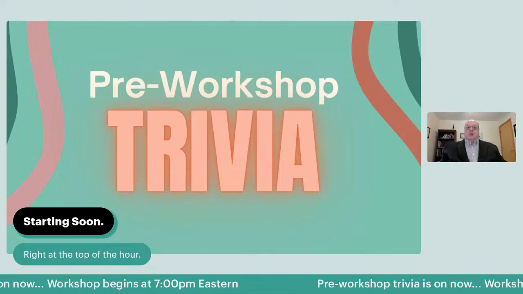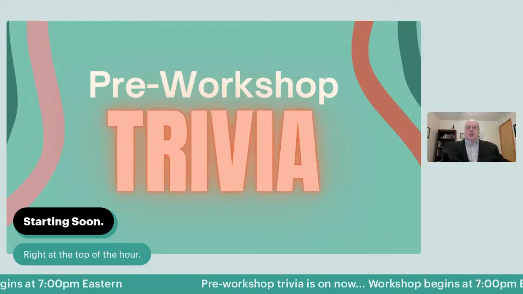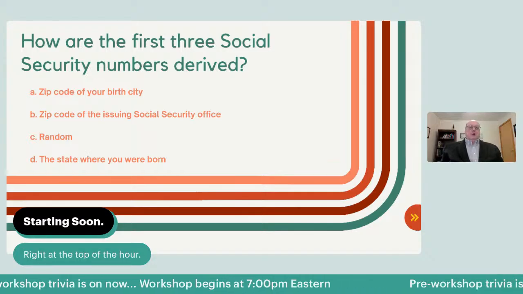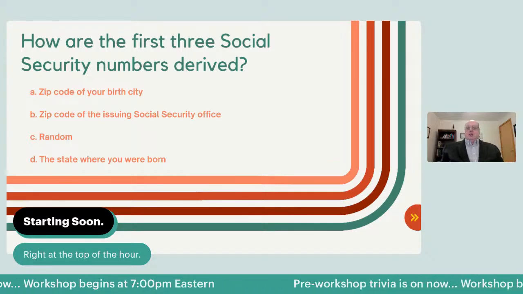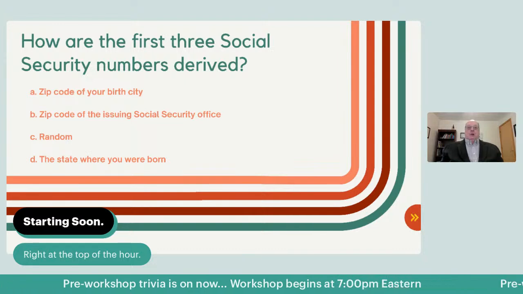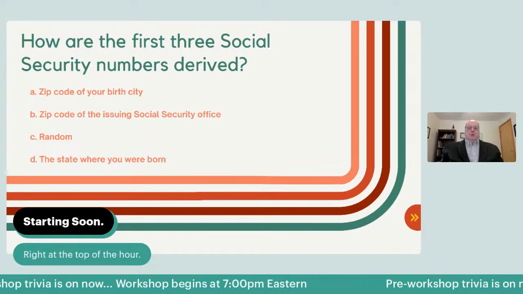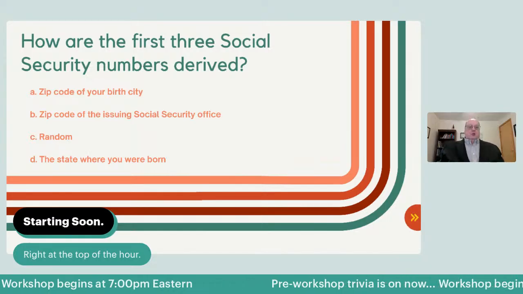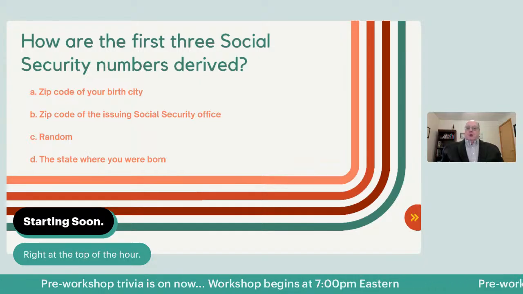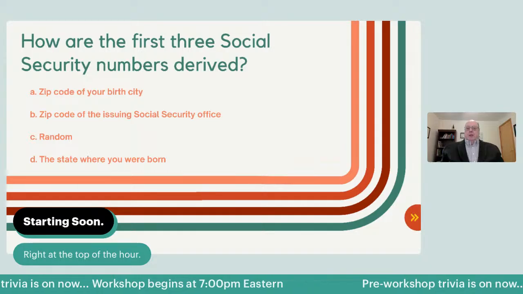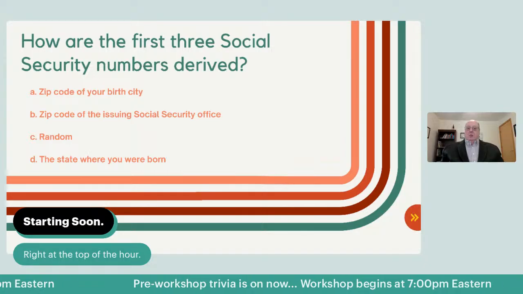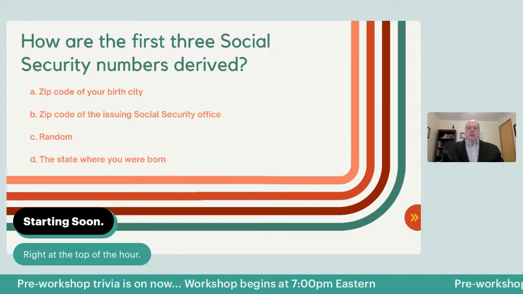So let's just do some fun trivia. To join in, all you got to do is use the chat function. These are all multiple choice questions. Feel free to just jump in with your answer, A, B, C, or D. Here we go. How are the first three numbers of your Social Security number derived? Everybody has 9 numbers, 3, then 2, then 4. Those first three, where do they come from? Is it the zip code of your birth city, the zip code of the issuing Social Security office, they're random, or they represent the state where you were born?